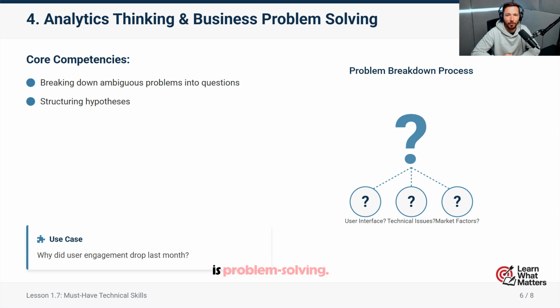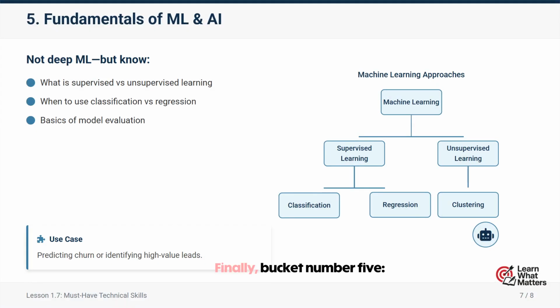That is problem solving. Finally, bucket number 5, machine learning and AI. Now hold on, you don't need to be a deep ML engineer, not for an analyst role, but you absolutely must know the fundamentals. You have to speak the language. You need to know what is supervised versus unsupervised learning. Hint, one has labels, one doesn't. When do you use classification, like, is this a cat or a dog, versus regression, like, how much will this house sell for? And you need to know the basics of model evaluation.